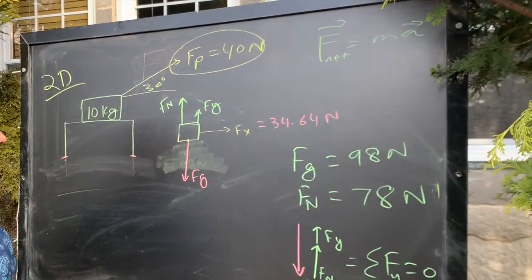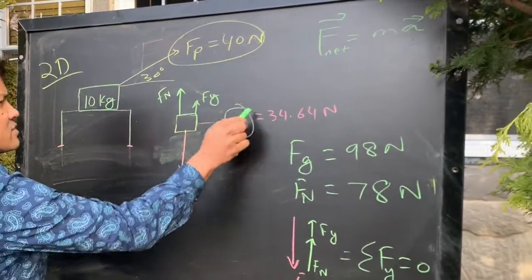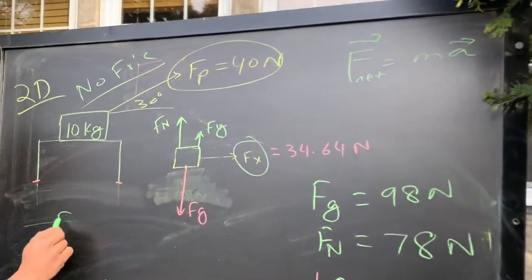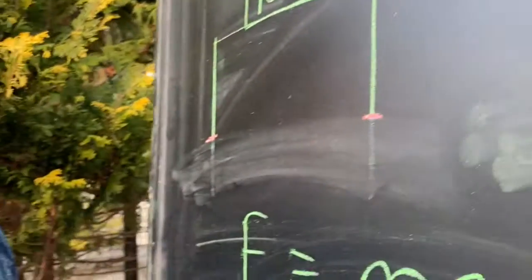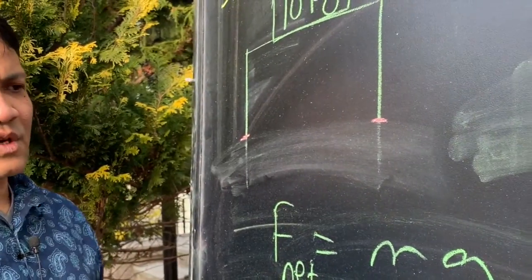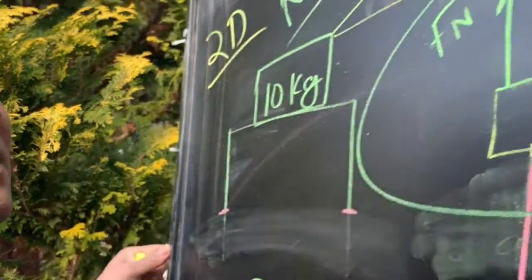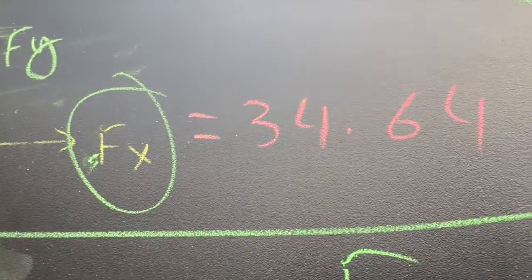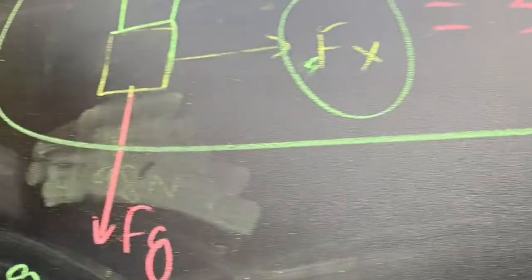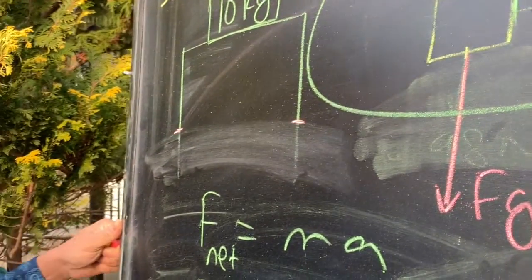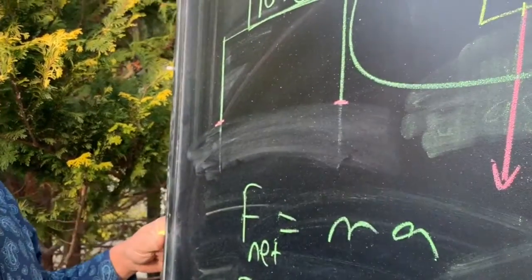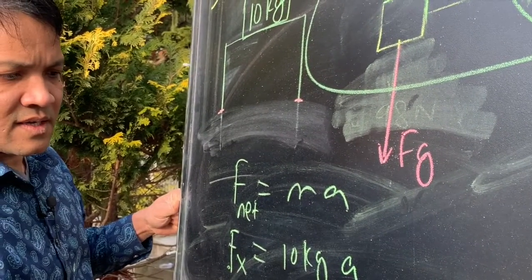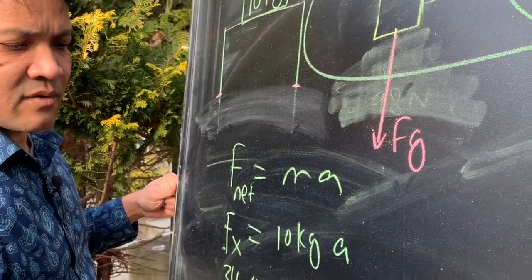Now let's see the acceleration in the x direction. This is a no friction problem. So F is equal to ma, and of course when we talk about F, we are talking about net force. What is the force acting in the x direction? We see only one force acting in the x direction, and that is Fx, which equals m times a. M is 10 kilogram. So Fx, 34.64 Newton, is equal to 10 kilogram times a.